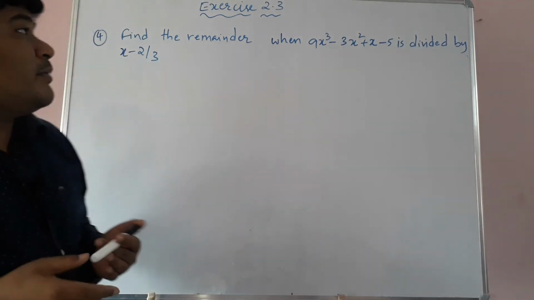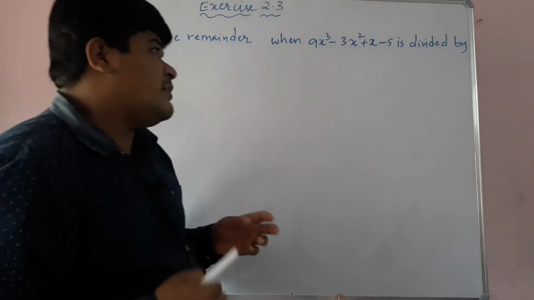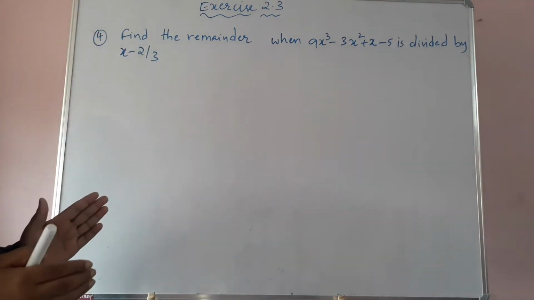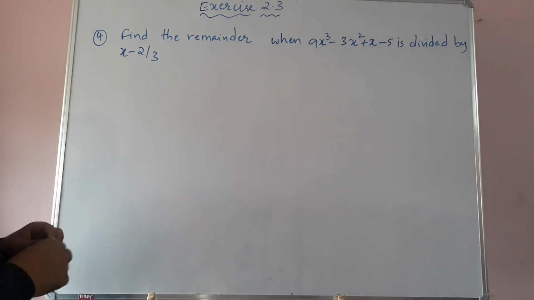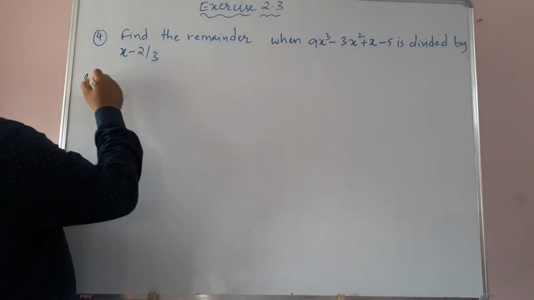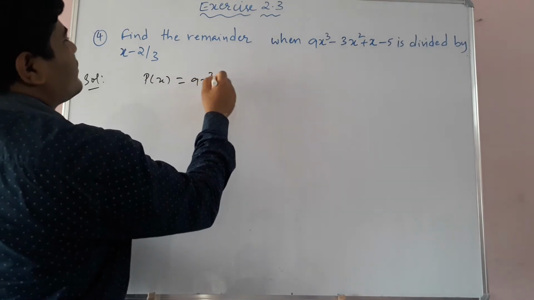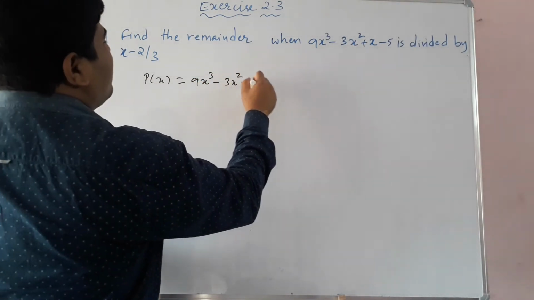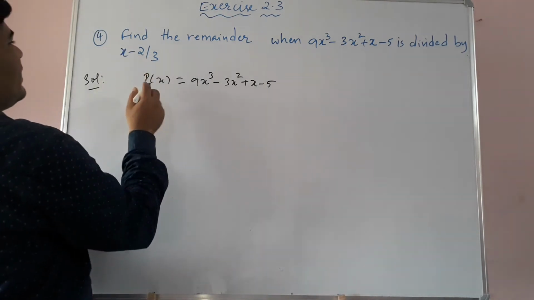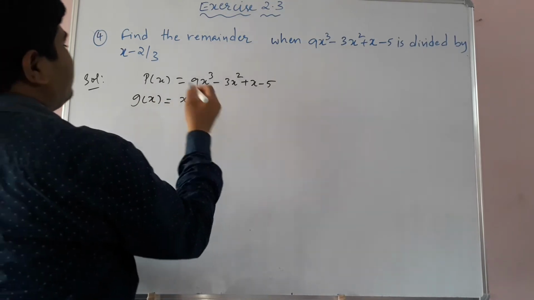Okay, children, let's see now problem number 4. Find the remainder when 9x cube minus 3x square plus x minus 5 is divided by x minus 2 by 3. Okay, so children, here take the given polynomial as p of x, that is equal to 9x cube minus 3x square plus x minus 5, and that's divided by another linear polynomial, let it be g of x, and it is the divisor polynomial x minus 2 by 3.